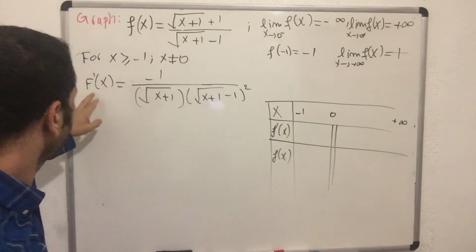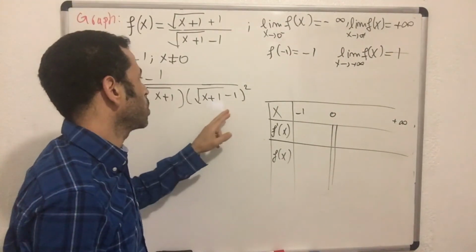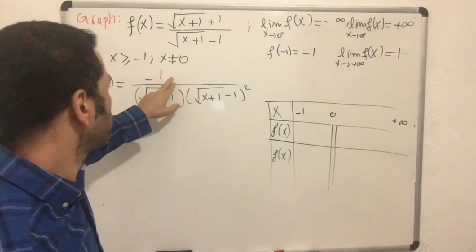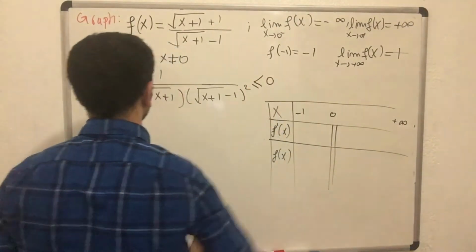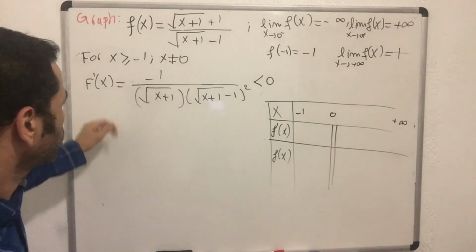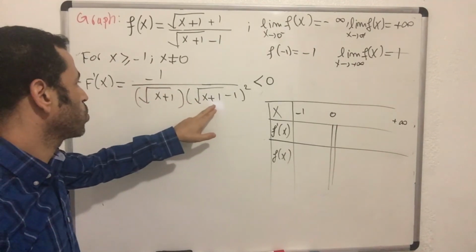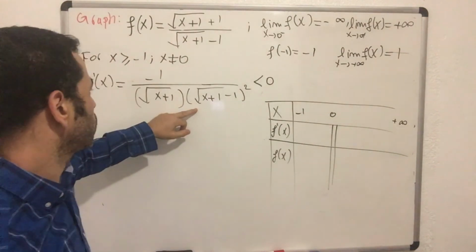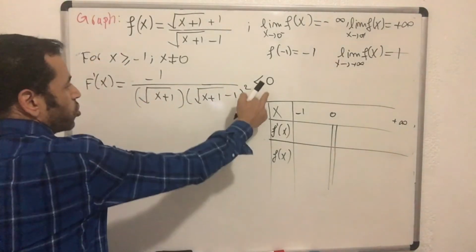Now f prime of x equals minus 1 over the square root of x plus 1, multiplied by the square root of x plus 1 minus 1, squared. So the denominator is positive and the numerator is negative. That means f prime is a negative function, inferior than 0, so strictly inferior than 0.